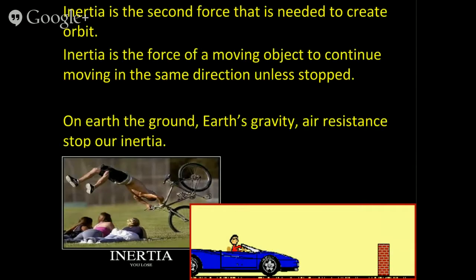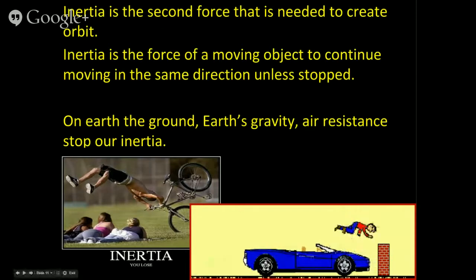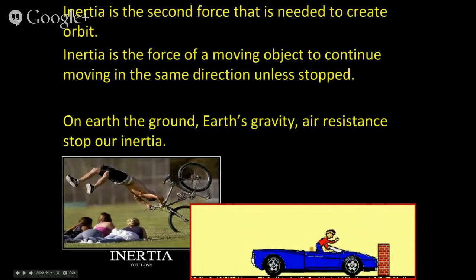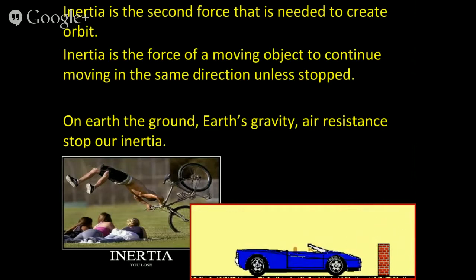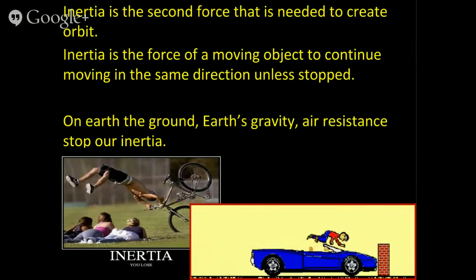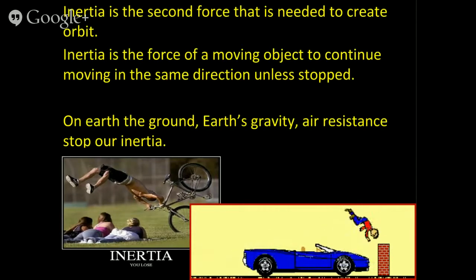However, there's another force that also is needed for orbit to be possible. Inertia is the second force that is needed to create orbit. Inertia is defined as the force of a moving object to continue moving in the same direction unless stopped. So the idea is that when you're moving forward, your body or any moving object wants to continue moving forward. Unless it's stopped by some kind of force, something will continue moving forward.